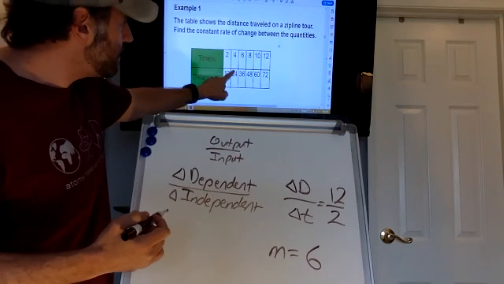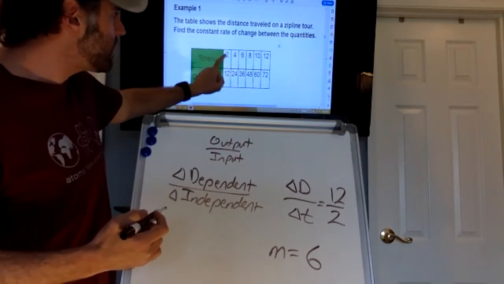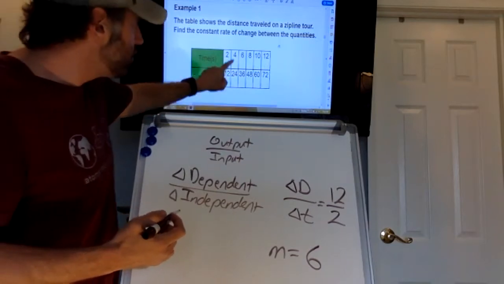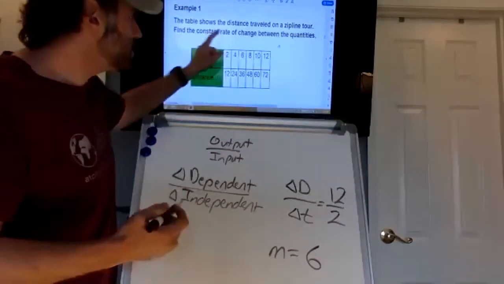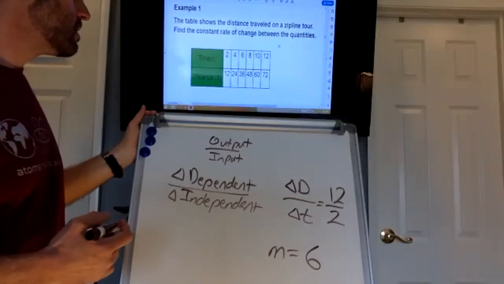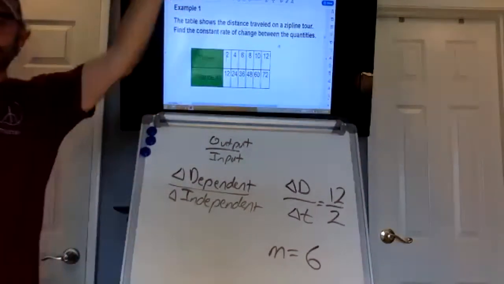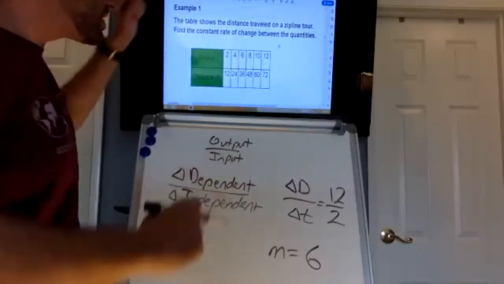Do I get the same thing every time? 12 divided by 2. 24 divided by 4. 36 divided by 6. Yes. That means it's proportional.